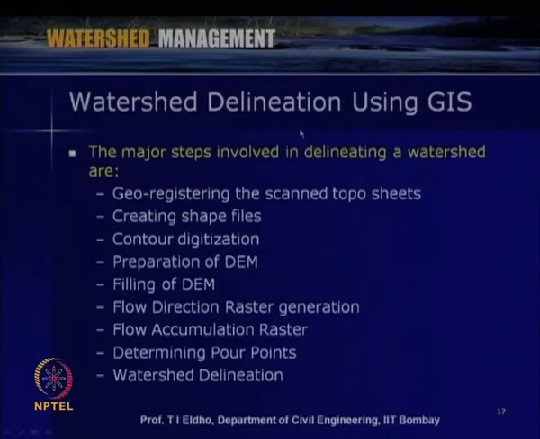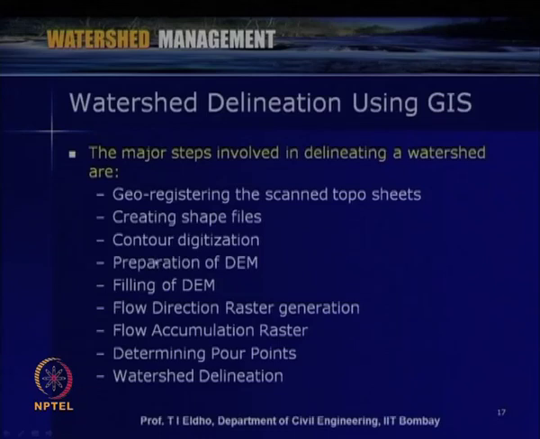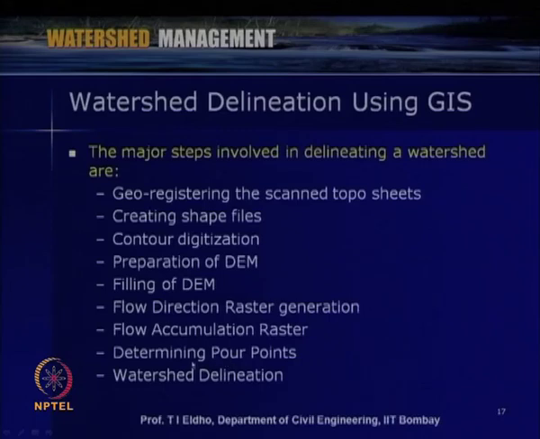So, as far as watershed delineation, we have already discussed in an earlier lecture. Some of the major steps involved in delineating a watershed I have listed here. So, first we can georegister the scanned topo sheet, we can create the shape files, then contour digitization can be done, we can then prepare a digital elevation model, we can fill the digital elevation model, identify flow direction, then the flow accumulation raster can be generated, we can identify the pour points, and using that we can delineate the watershed. So, this watershed delineation we have already discussed in detail in one of the earlier lectures.